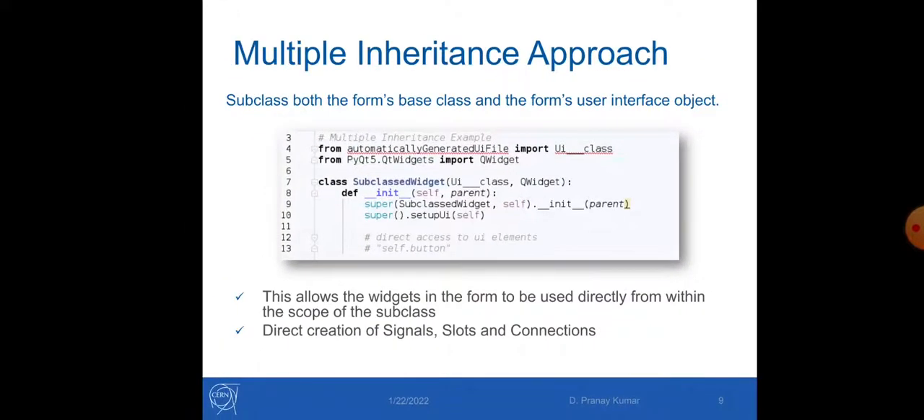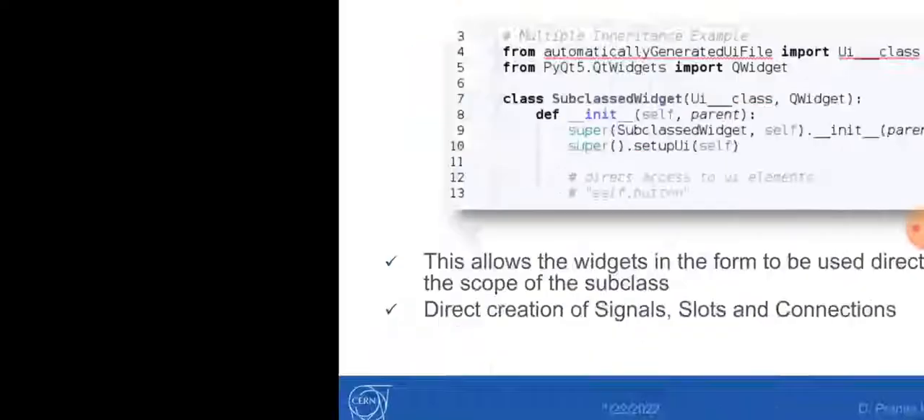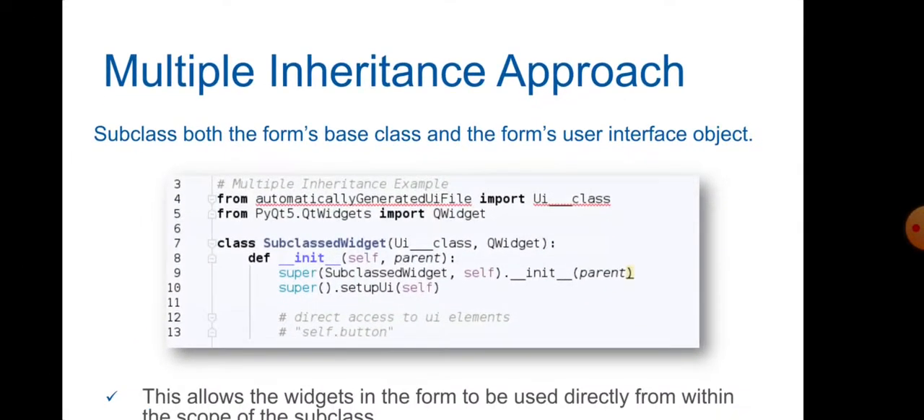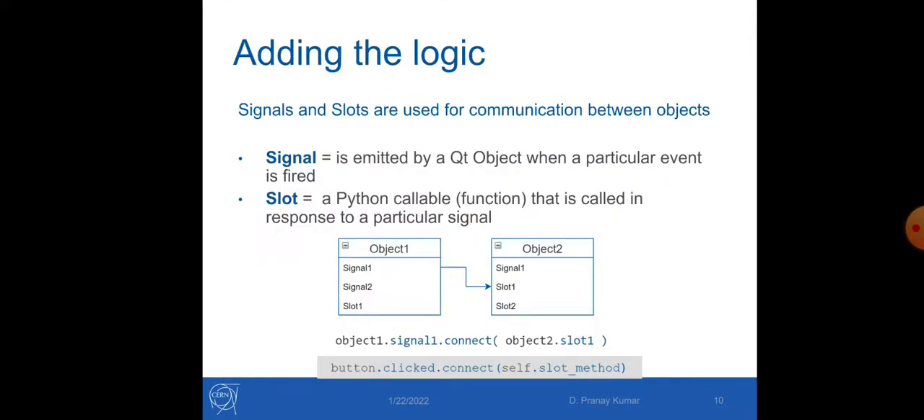This code is known as the single inheritance approach. Next one is the multiple inheritance approach, the second method. Subclass both the form's base class and the form's user interface object. This allows the widgets in the form to be used directly from within the scope of the subclass, with direct creation of signals, slots and connections, etc. This one is the multiple inheritance approach code. So next, now adding the logic to it.